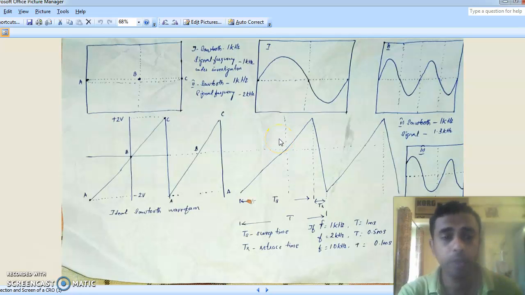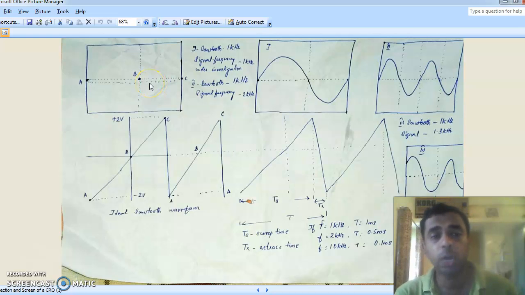We know that when the signal is in this part, the stylus or the pointer will move from A to C via B. And this is the waveform of the sweep. If this is the part of the sweep generator, then the stylus will retrace from C to A via B.